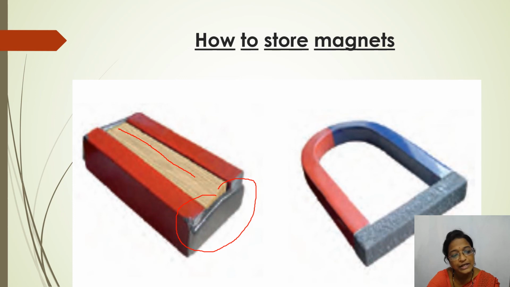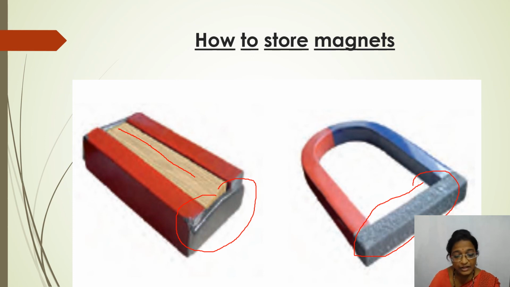Why are we doing this? To store a bar magnet, isn't it? Even for storing a horseshoe magnet, you should place a piece of iron across the two poles. So this is how we can store magnets. If we don't store the magnets properly, they will lose their property and won't work. So for that we should store magnets.